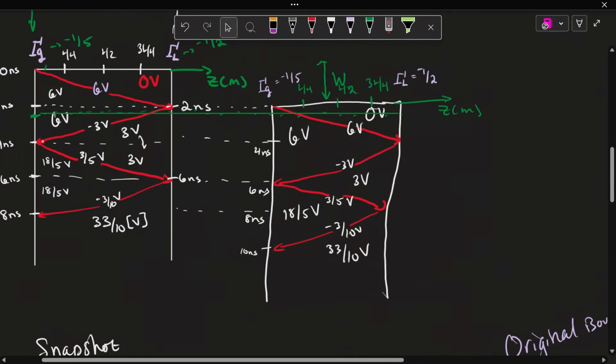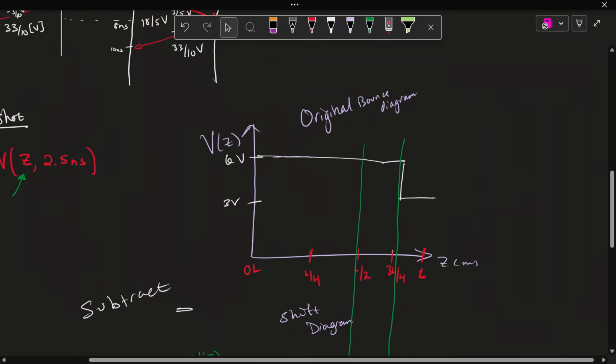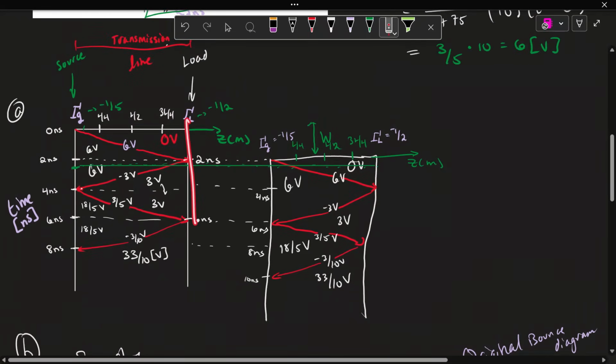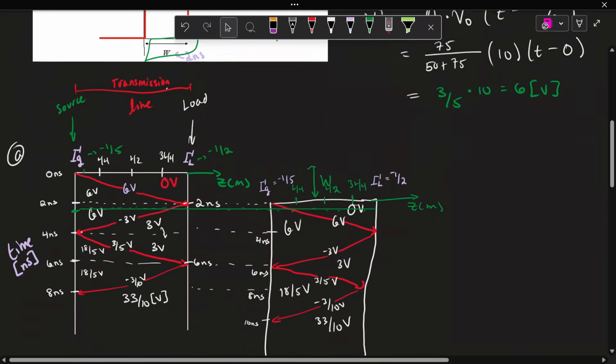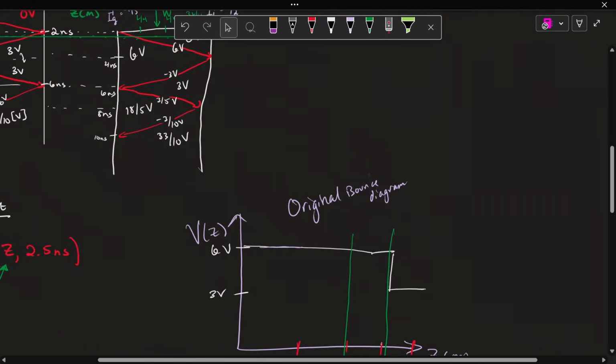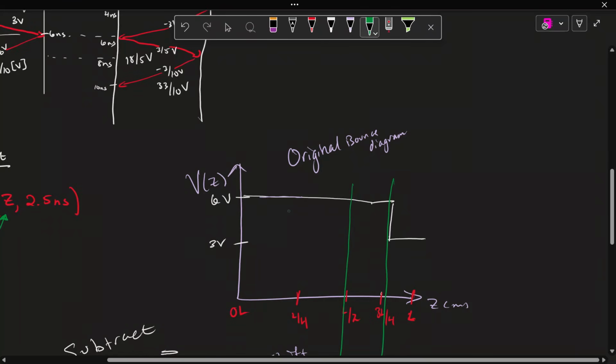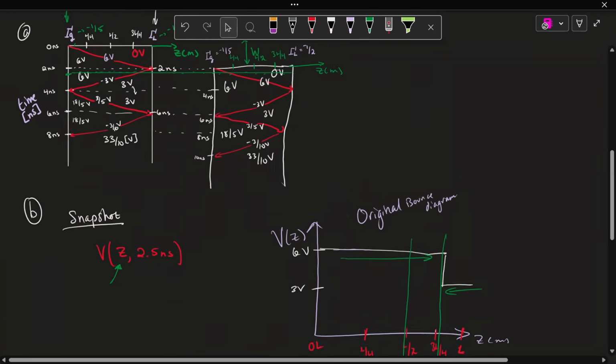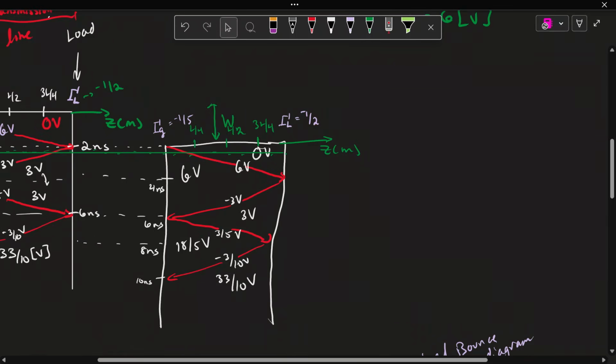But after it crosses at 3L over 4, we hit this new arrow and it's going left. Because we bounced off the wall of this load, it hits the load and now it's going left. So from 0 to 3L over 4, we're going right, and from 3L over 4 to L, we're going left of the original. What about the shifted diagram? Again, we look at the way the arrow is going.